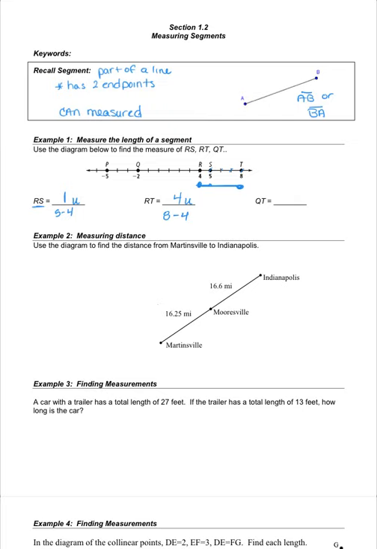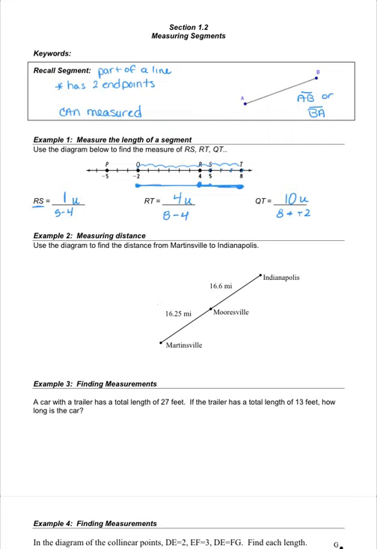Now from Q to T, it's a little bit bigger, right? So a little bit bigger measurement here. Again, we can still count. So 1, 2, 3, 4, 5, 6, 7, 8, 9, 10 units. Or I could have said, well, if T is at 8 and Q is at -2, if I have 2 negatives, it becomes a positive. So 8 plus 2 becomes 10 units. So again, we can either count it on the number line or we can subtract the 2 numbers. Either way, you figure out what the length or the distance is between those 2 points.